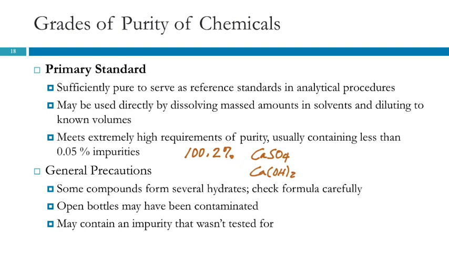Just general precautions that were listed. Some compounds form several different hydrates. And so you want to make sure that you check the formula carefully so that you're using the correct hydrate. That's one thing that just never fails to mess Chem 1A students up. Oxalic acid dihydrate. They just skip over the dihydrate thing and they calculate everything wrong.